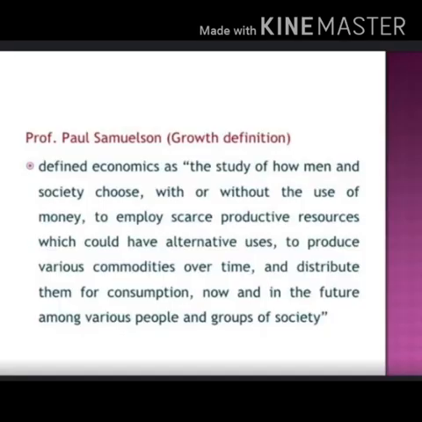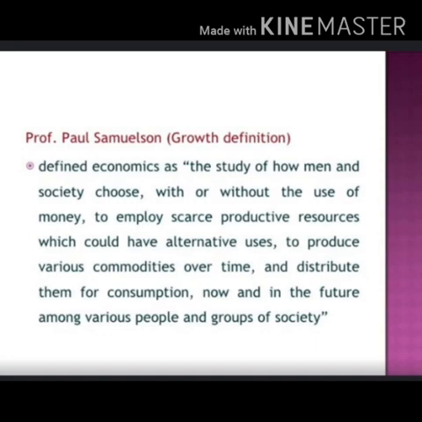And the last definition is the one given by Professor Paul Samuelson. He defined economics as the study of how men and society choose, with or without the use of money, to employ scarce productive resources which could have alternative uses to produce various commodities over time and distribute them for consumption now and in the future among various people and groups of society. Now, what does this mean? This means it is the study of how people choose to employ scarce resources to produce goods and distribute them for consumption now and over time among people.